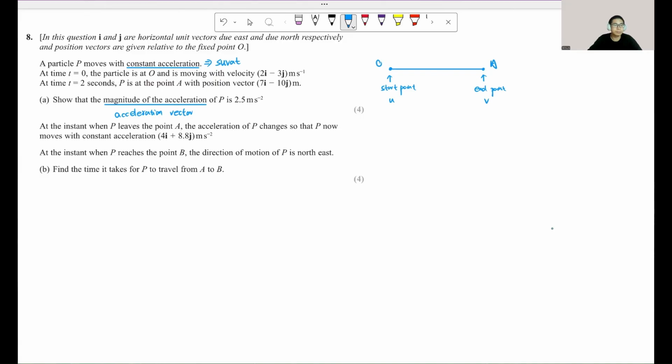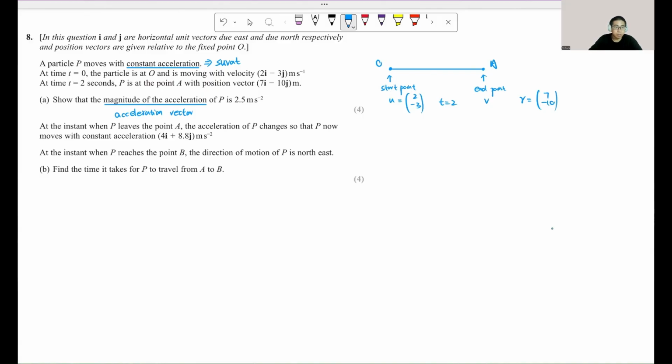And we have velocity at origin is 2, -3. We don't know the velocity at point A, but we know the position vector is 7, -10. So r is equal to 7, -10. And then we know t is equal to 2 seconds. So we have t, we have u, we want to work out acceleration, and we have the position. So it should be SUVAT.